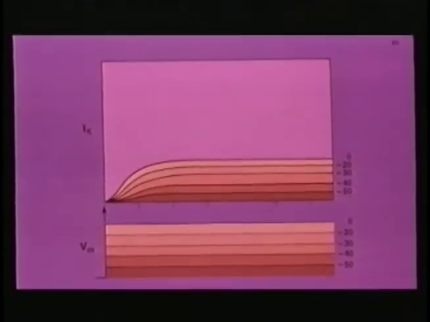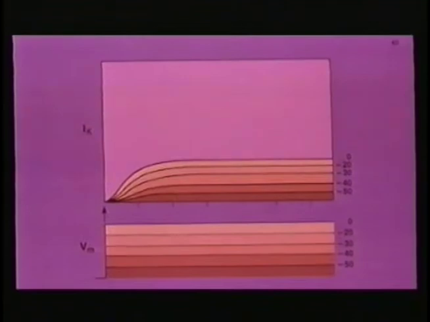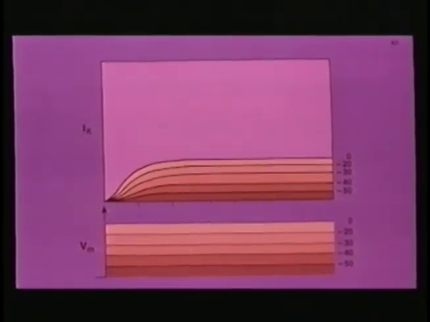A comparable family of curves for potassium current is illustrated. Note that the time scale has changed, and that potassium current rises to a new level which is maintained. The driving force always increases with increasing depolarization, so that the current is always larger.